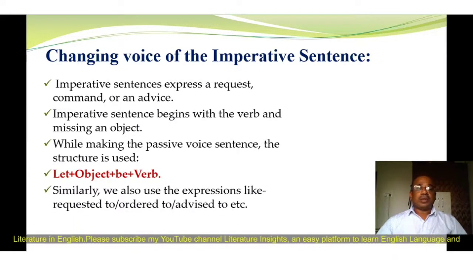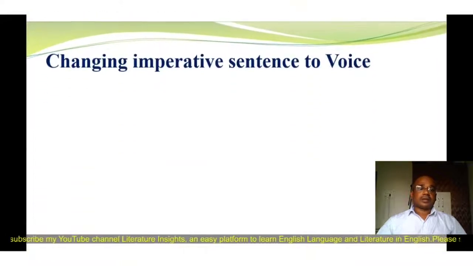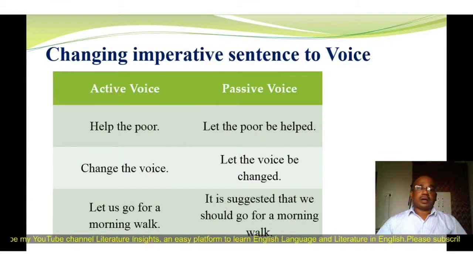Then similarly, we also use expressions like requested to, ordered to, advised to, etc. for changing the active voice to passive voice of an imperative sentence. Now here, examples of imperative sentences in active voice to passive voice. Help the poor, let the poor be helped. Change the voice, let the voice be changed. Let us go for a morning walk. It is suggested that we should go for a morning walk. So these are the examples of imperative sentences in active voice to passive voice.